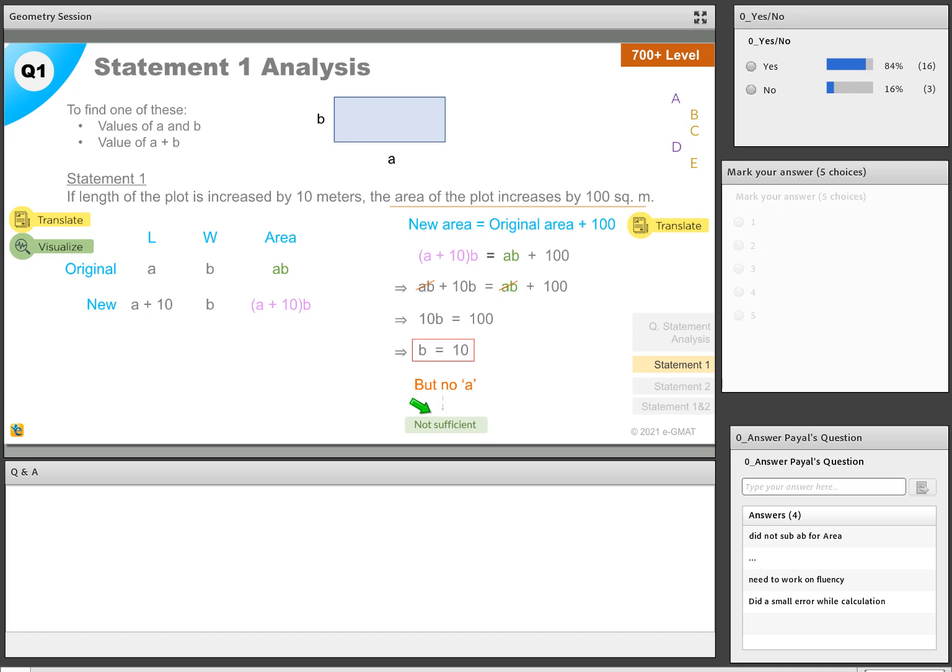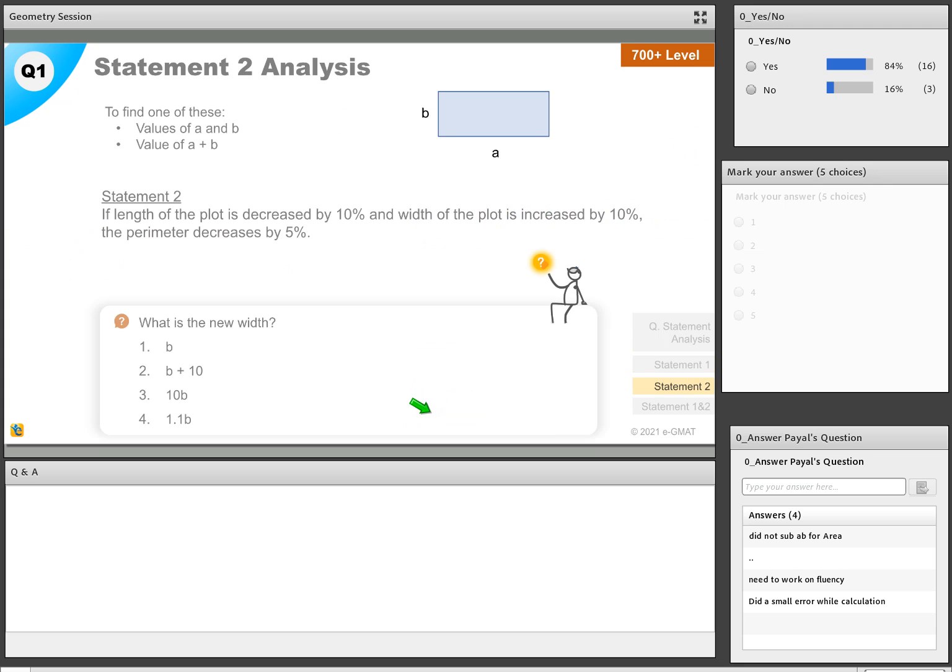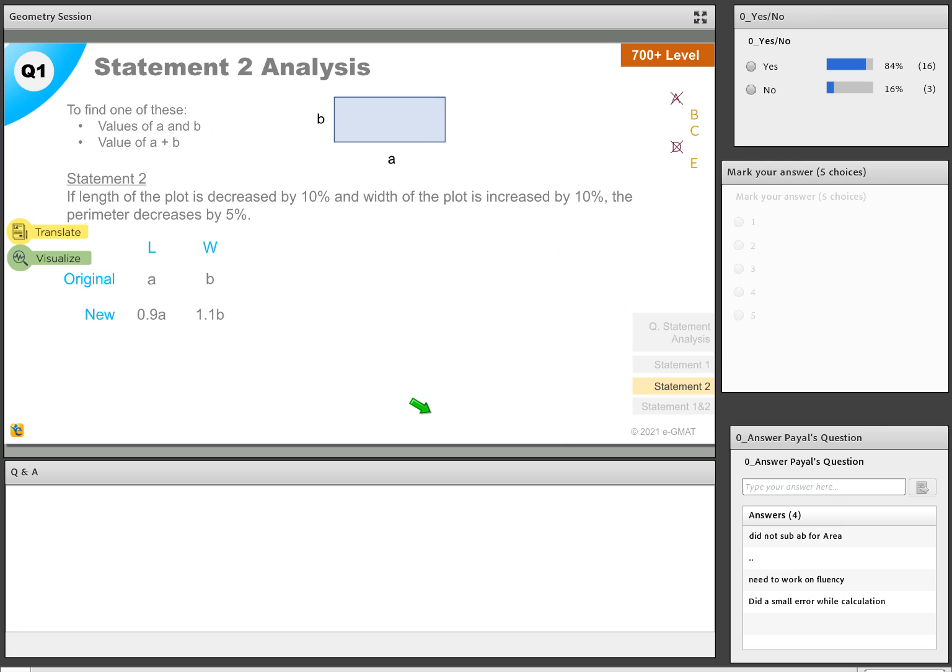But as you observe here, individually none of these steps are difficult, right? There is no rocket science here, right? Now let's take a look at statement 2. Again, over here, similar stuff.